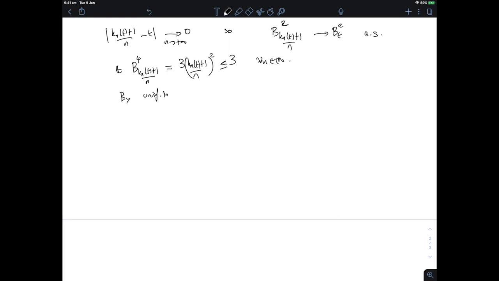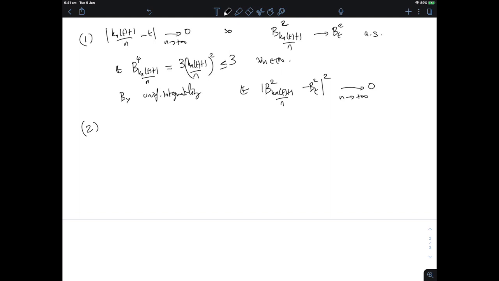So by uniform integrability, we have that the expectation of (B_{k_n(t)+1 over n} minus B_t) squared, to get the L2 norm squared, has to go to 0 as n goes to infinity. So that's the first thing we had to prove. Now that gives the first term in B_t squared over 2 minus t over 2.